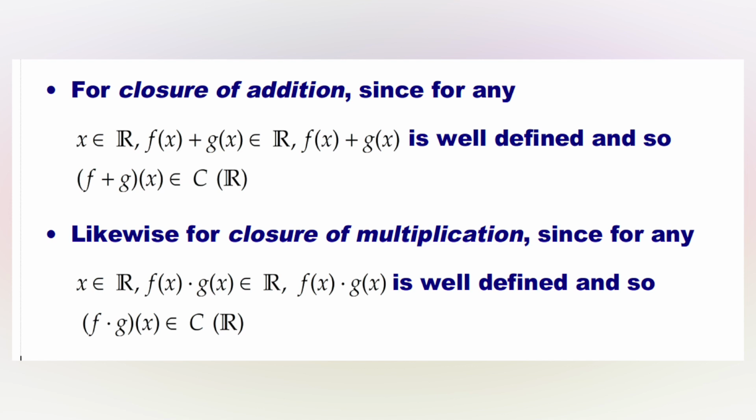For closure of addition, since for any x in R, f(x) + g(x) is in R, f(x) + g(x) is well defined, and so (f + g)(x) is in C(R). Likewise, for closure of multiplication, since for any x in R, f(x) · g(x) is in R, f(x) · g(x) is well defined, and so (f · g)(x) is in C(R). Clearly, ring axioms like the commutative, associative and distributive laws for addition and multiplication hold for C(R).